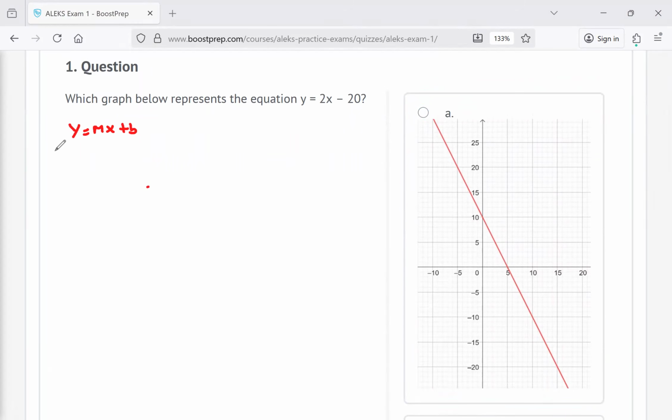We have everything we need, believe it or not. My m is the number in front of x, and my m is 2 or 2 over 1, and my b, or my y-intercept, is negative 20. So which of these graphs has a y-intercept of negative 20 and a slope of positive 2? I can eliminate A immediately. Why? Because the slope is supposed to be positive. See how this graph is going negative, so we can eliminate that one.